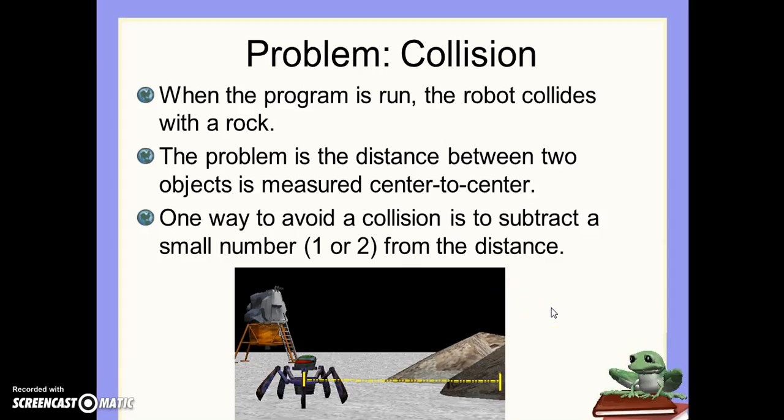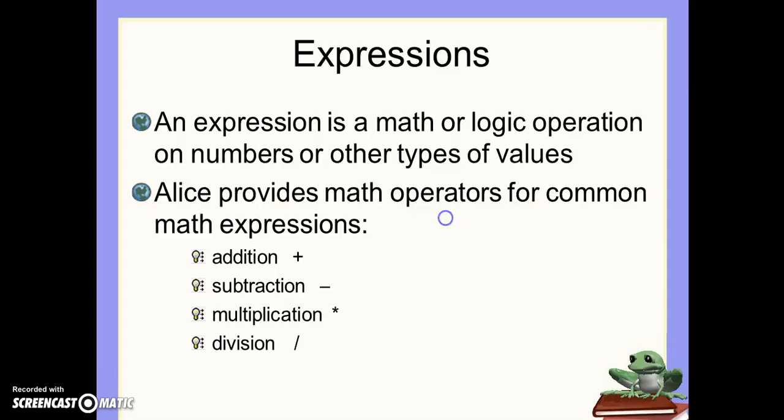All right, so the problem that we have is that when the program is run, the robot collides with the rock. That can't happen. We need to fix that. The problem is the distance between the two objects measured from center to center. One way to avoid this is to subtract a small number, say 1 or 2, from the distance. We could do that. That's one possible solution.